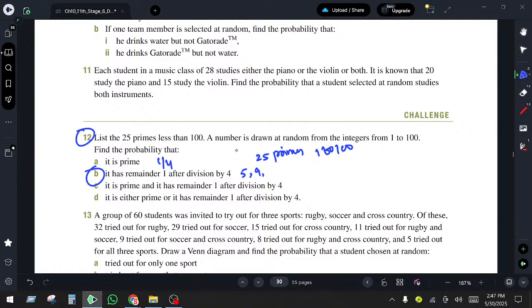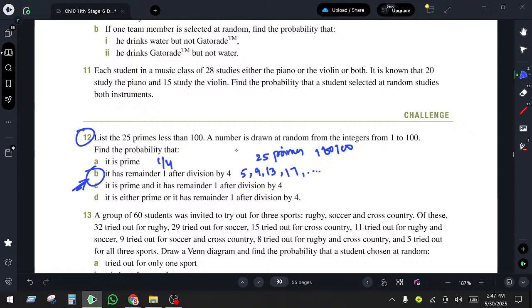9, 13, 17. 9 isn't prime. What is this question? It has a remainder 1 after division by 4. So it's not just about primes; it may be prime, may not be prime. The previous question was prime, 25 out of 100. But this is not prime. Oh, okay. You only have to mark the numbers with remainder 1 after division by 4, like 13, then 17.